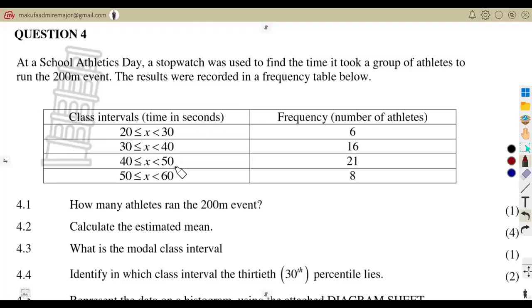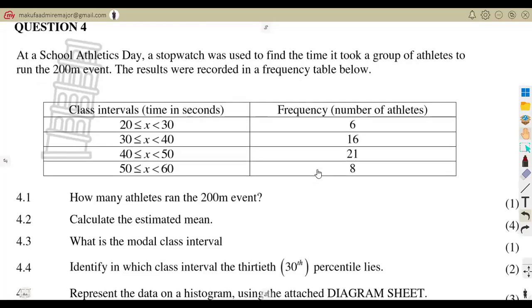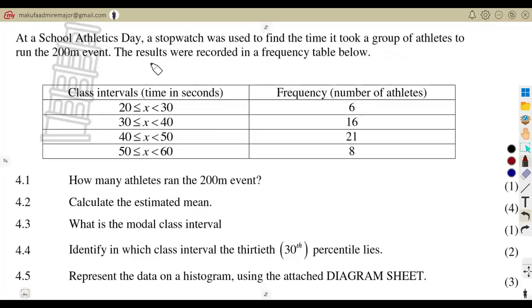So moving on to question number 4, we were given that at a school athletics day, a stopwatch was used to find the time it took a group of athletes to run 200-meter event. Okay. So the results were recorded in a frequency table below. So these are the results with the frequency table, class interval. This is grouped information, grouped data. They're given 20 to 30 and so on. The frequency, which is the number of athletes.